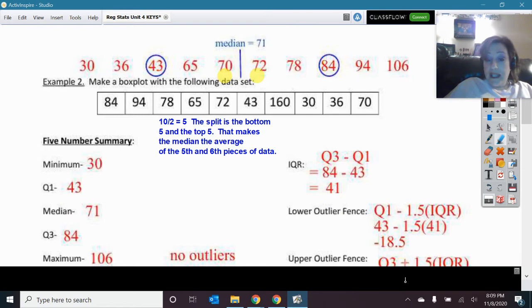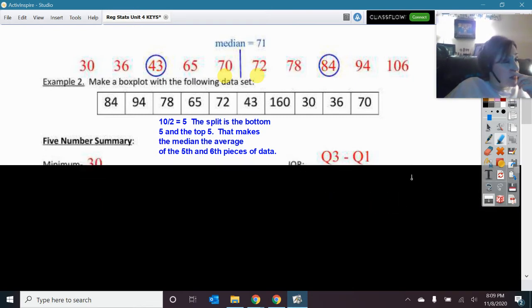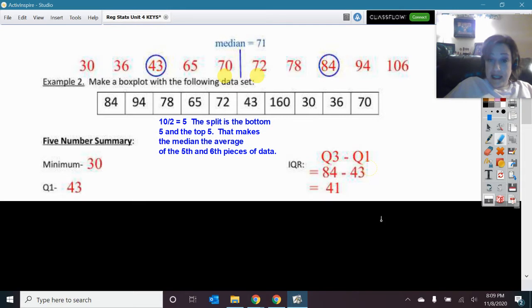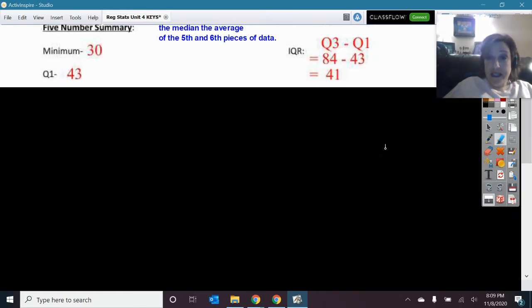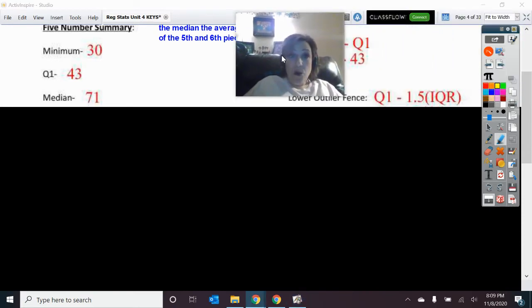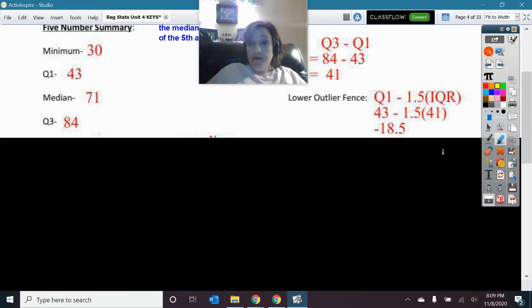Now we go find out if there are any fences, and in order to do that, we do our IQR first, which is Q3 minus Q1. That ended up being 41, so that's a pretty broad spread for an IQR. All right, now let's find the fences. The lower fence is Q1 minus 1.5 IQRs. When I plug in those numbers, I actually get negative 18.5.